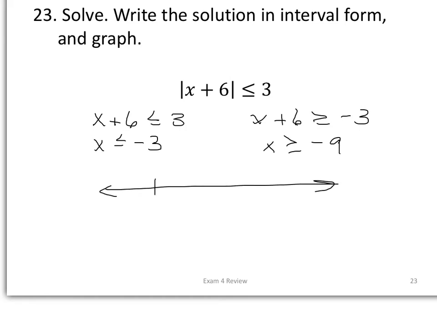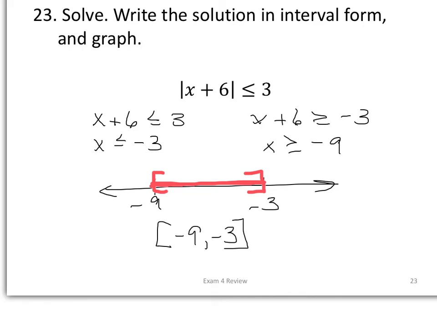So here's negative 9 and here's negative 3. We're going to have brackets because it's less than or equal to and greater than or equal to. And then everything in between is going to be filled in. So our interval looks like a bracket, negative 9, negative 3, and a bracket.